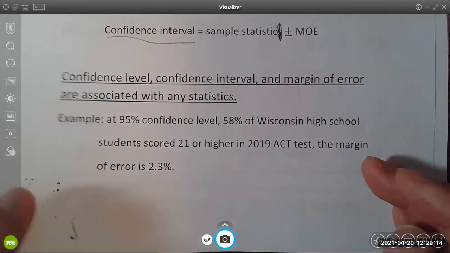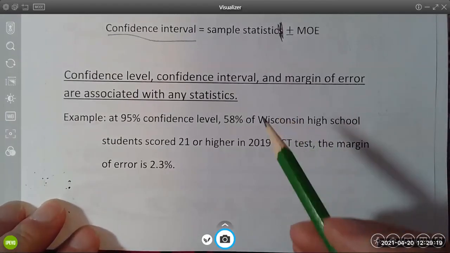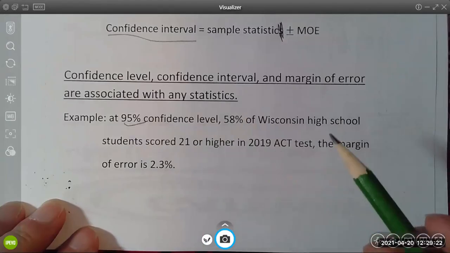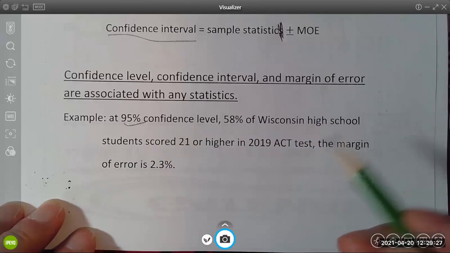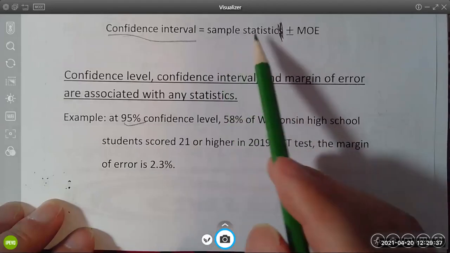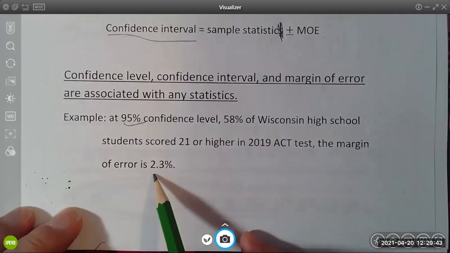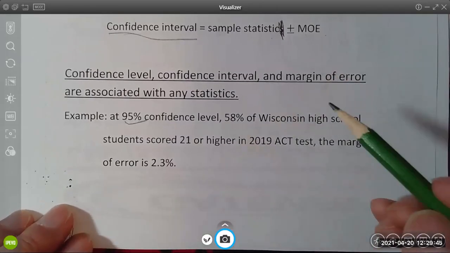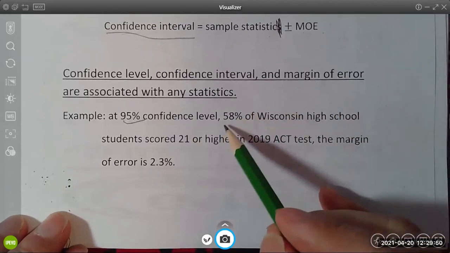So what does this mean? First, whenever we talk about confidence level, we want to create a confidence interval. An interval is like brackets: you have a lower bound number and an upper bound number. That confidence interval is created by sample statistic plus minus margin of error. We are given a margin of error of 2.3%. What is the statistic? That's a measurement, right? Through the sample.